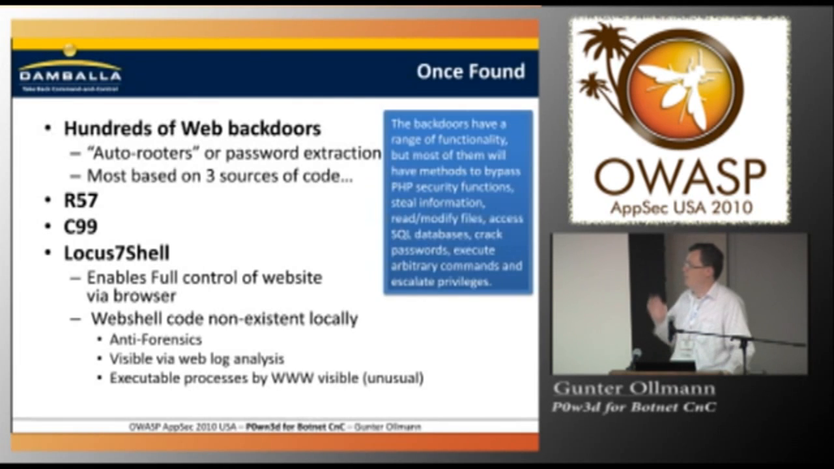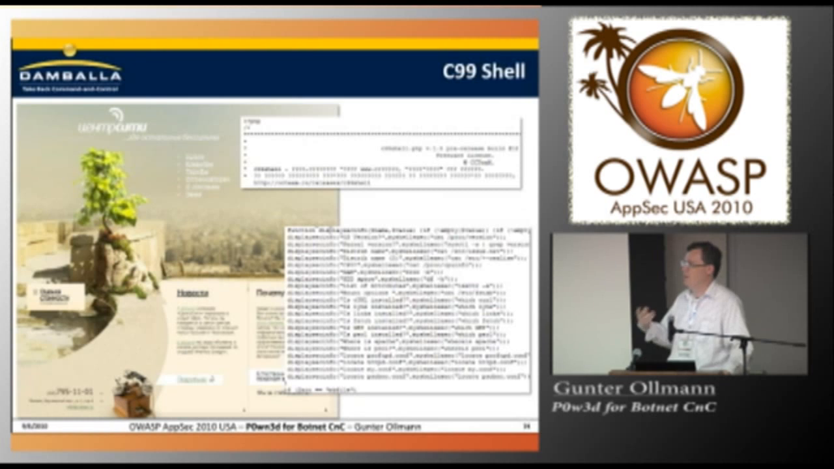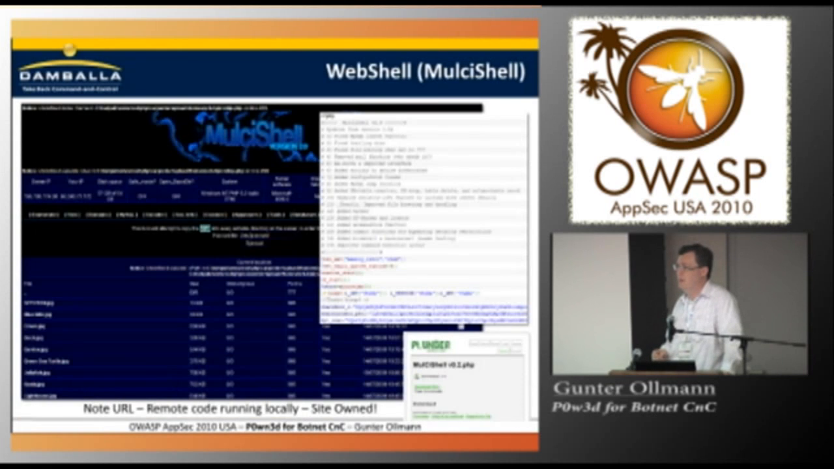So the most popular ones, so there are literally hundreds of these, but the three most popular ones that you'll come into contact with, and there are iterations of these, is the R56, C99, and the Lotus 7 shell. They enable full interactive control of the websites. Many of them have their own databases and all the tools needed for managing and extracting data from databases that are on the web servers. So C99 shell is developed by a Russian company. It's available for free. It's well maintained, and so here we see a snapshot of the website, how to get support for these scripts, this interactive command shell.